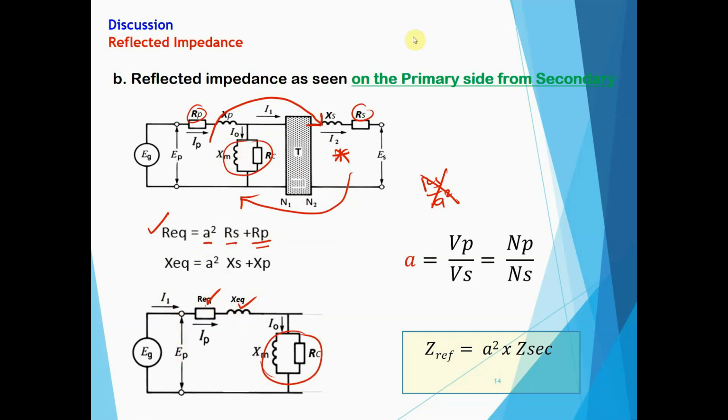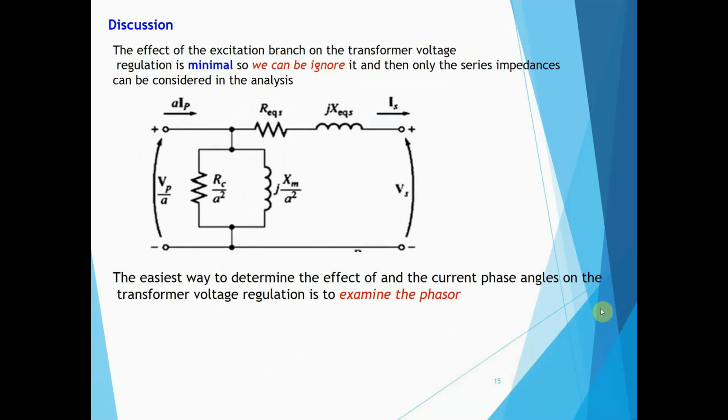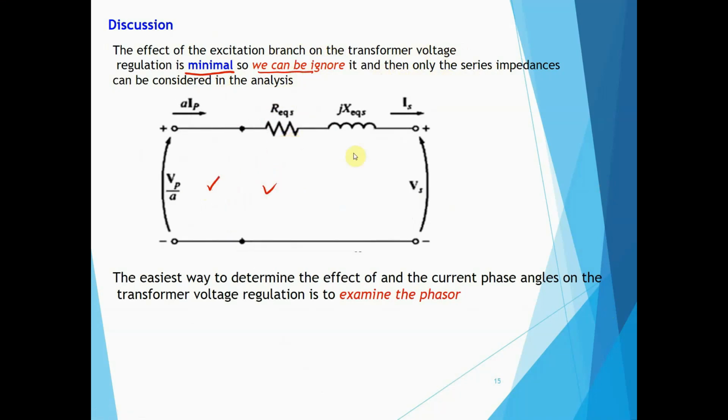But we are not going to use this in our voltage regulation analysis. We are going to use the first one, this one, because we are talking about the secondary. Now, the effect of the excitation branch on the transformer voltage regulation is minimal. What does it mean? The effect of this and this is minimal, so we can ignore it, and only the series impedances need to be considered in the analysis. We can have a simplified circuit.